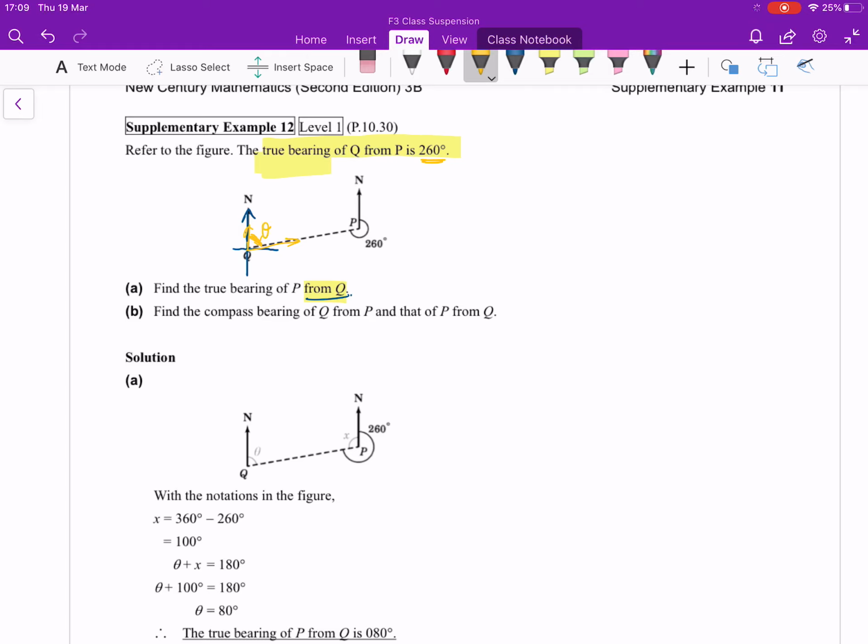So similarly, you need to let it be theta. Okay, let me let this one as theta. No, maybe X is better because I want this one as Y. Okay, so for part A, you may write down, refer to the figure.